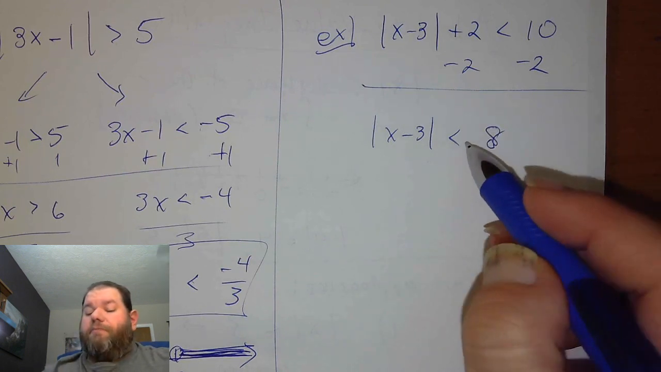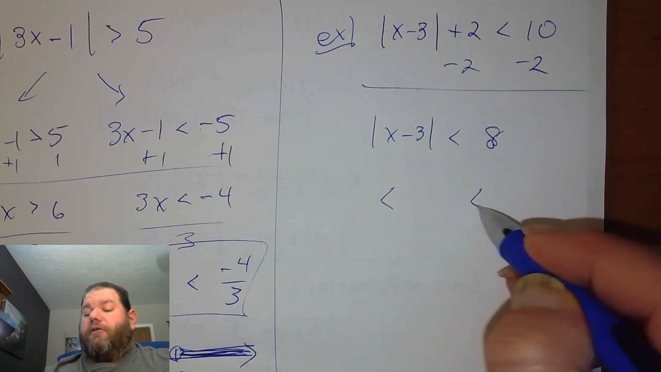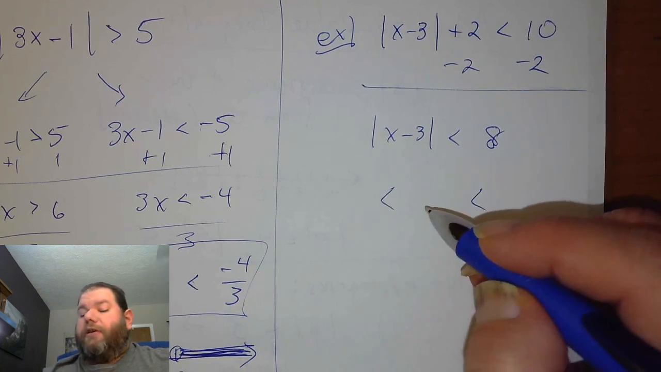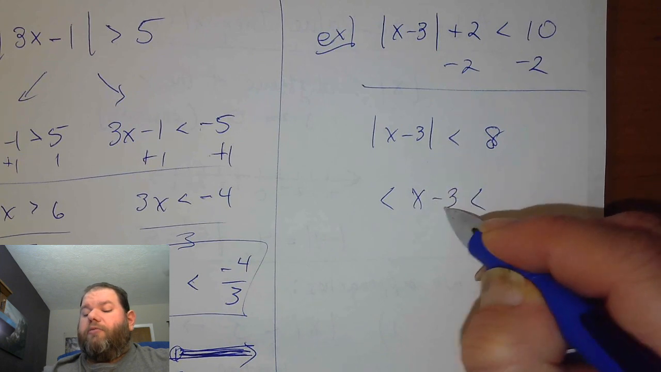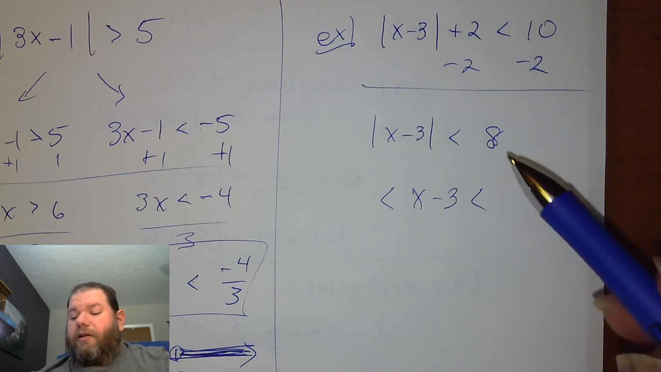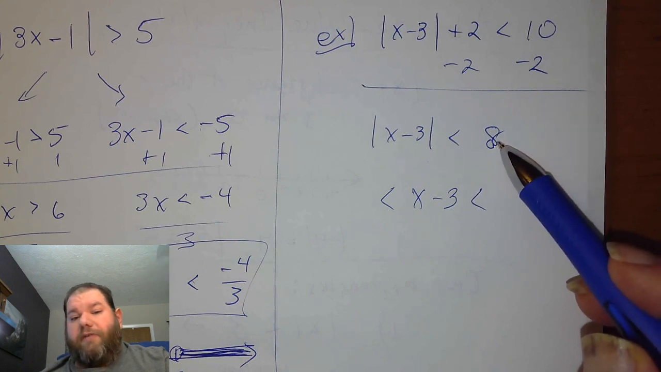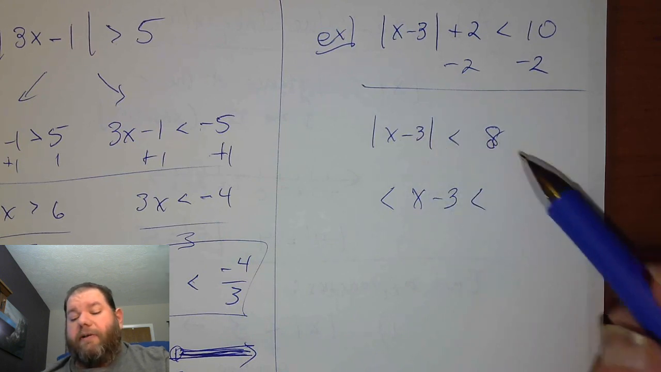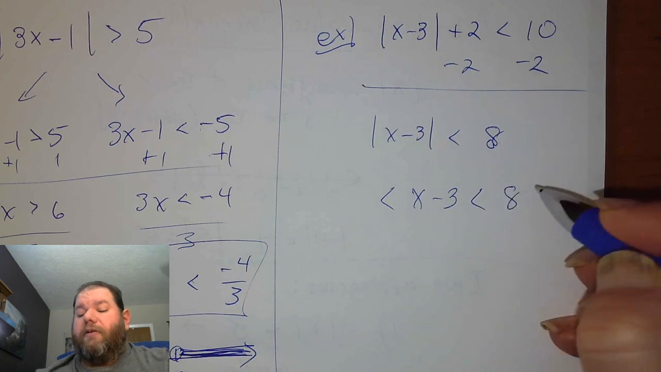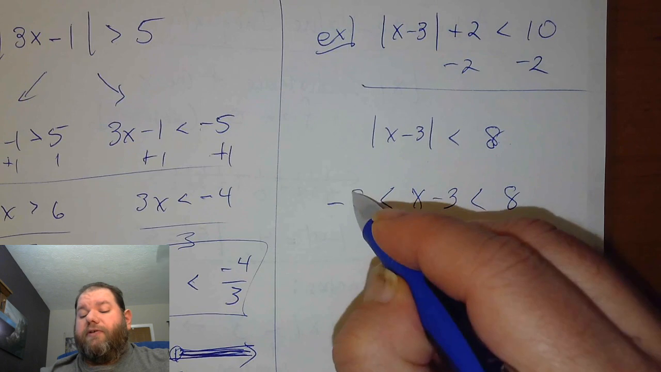So now, because we have a less than sign, we can turn this into a compound inequality where x minus 3 is in the middle. Because we have an 8 on the right hand side, that means that x minus 3 is less than 8. And then we put the opposite of that on the left hand side, which is -8.